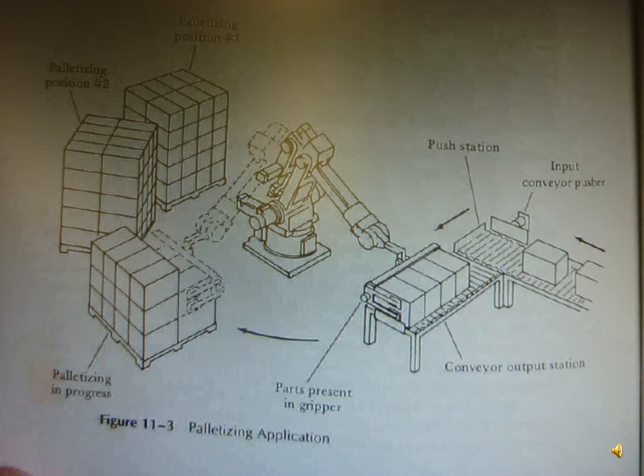Palletizing application. All the pallets can be arranged by a robot. The robots take these pallets and put them onto the conveyor belt, and the conveyor belt will rotate and all the boxes can be moved. So this diagram is a palletizing application of the robot.